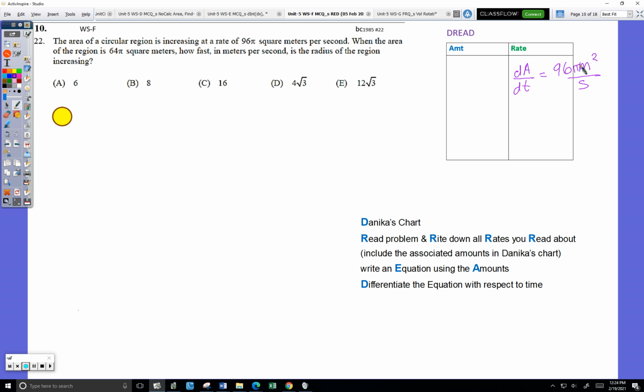It says when the area of the region is 64 pi. Please keep reminding yourself, when you're doing a related rate problem, it is not a static problem. Things are moving. So this circle is growing, like so.